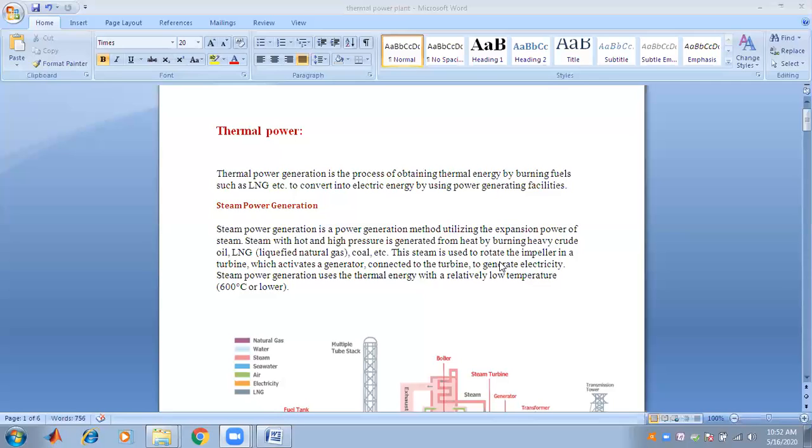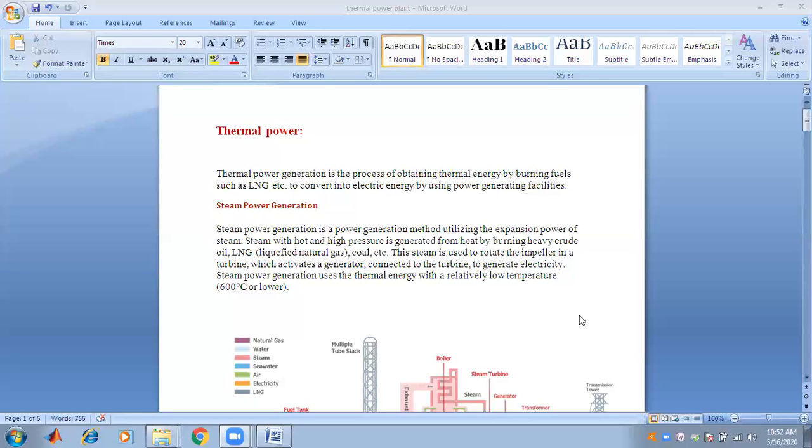Steam power generation is a power generation method utilizing the expansion power of steam. Steam with hot and high pressure is generated from heat by burning heavy crude oil, LNG, liquefied natural gas, coal, etc. This hot, high-pressure steam is used to rotate the impeller in a turbine, which activates the generator connected to the turbine to generate electricity.